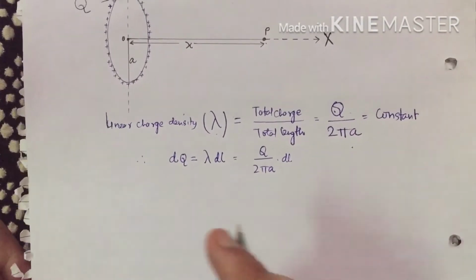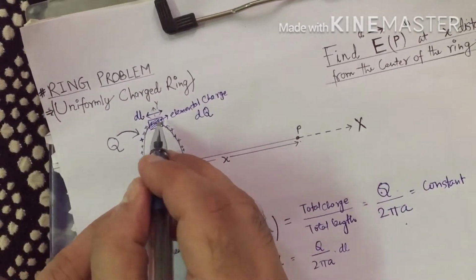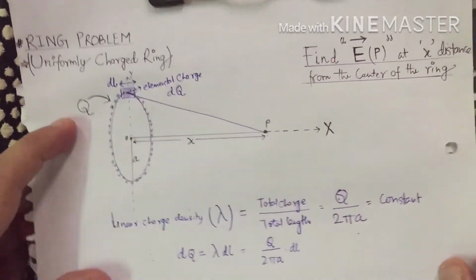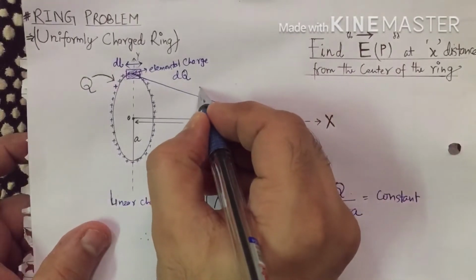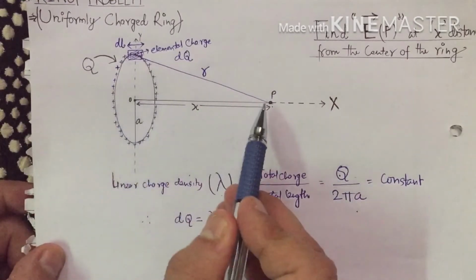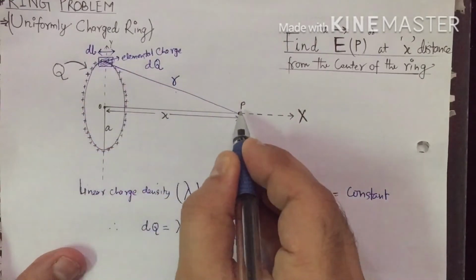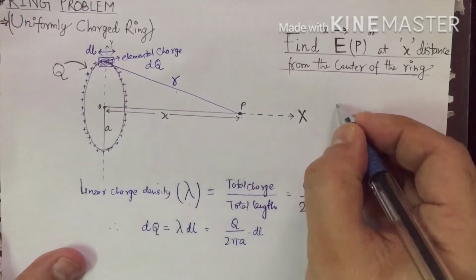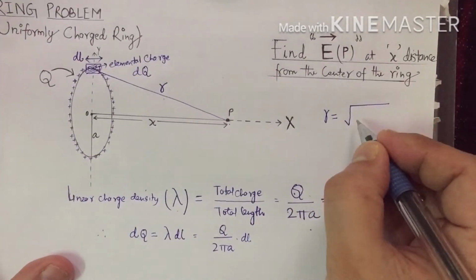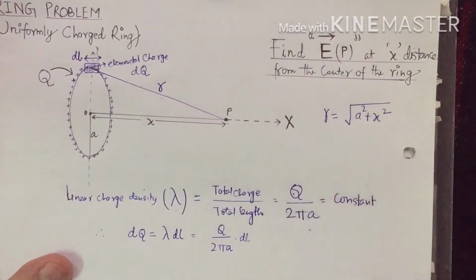Now let us join the distance from the elemental charge to the point P. We assume that the distance from this elemental charge to the point P is r. What is r? Since we can see from this right angle triangle, r is basically given by under root of a square plus x square.